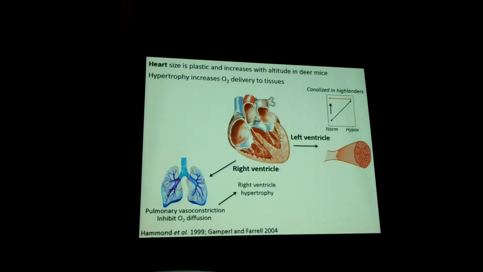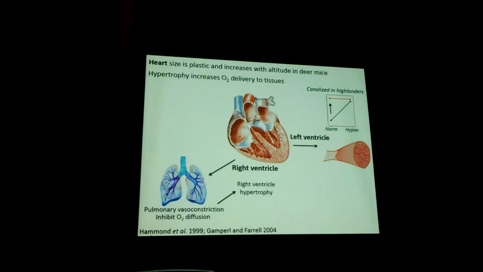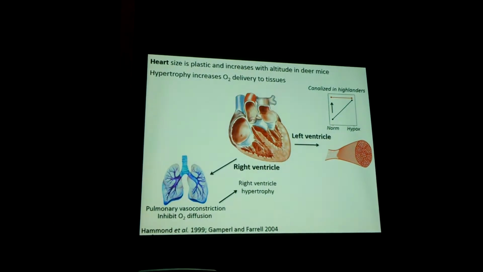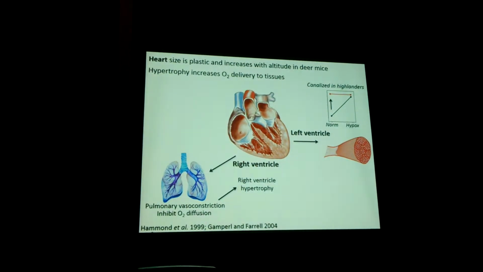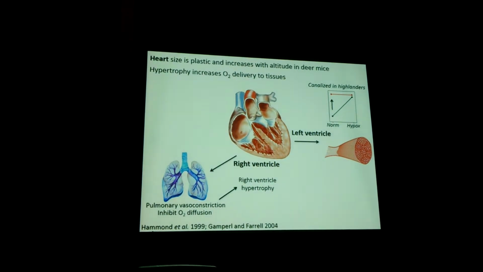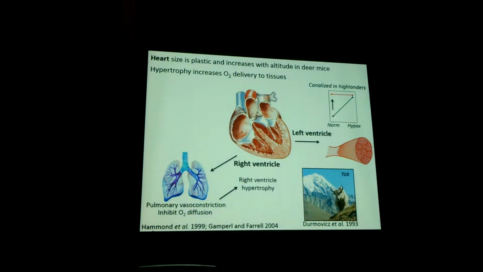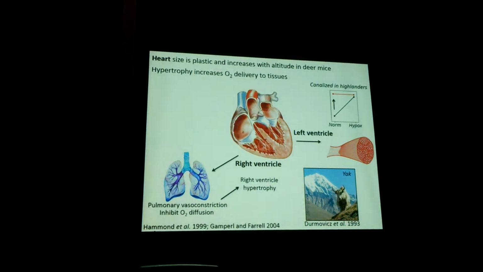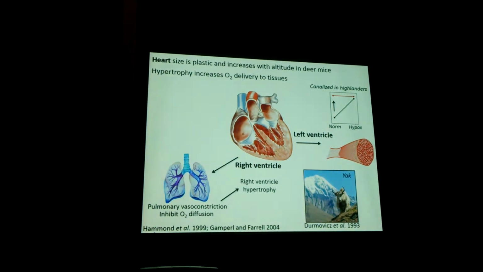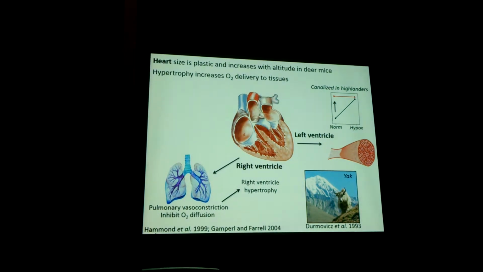So we have hypertrophy of the left ventricle that's adaptive, gets oxygen to tissues. We have hypertrophy of the right ventricle that's maladaptive. Its growth is in response to this maladaptive pulmonary vasoconstriction. And we know that in some species of highland animals, like this yak from the Tibetan Plateau, they have been able to reduce that pulmonary vasoconstrictor response. So they've been able to get around that maladaptive plasticity.